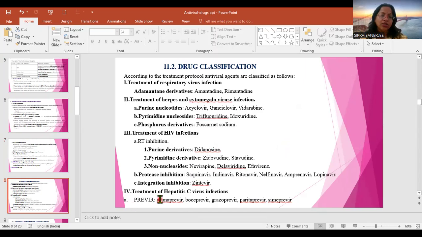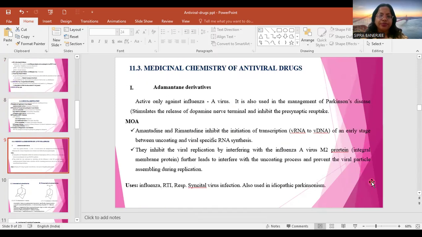Protease inhibition, integration inhibition, and treatment of hepatitis C virus infection, that is Previn, Azunapivir, and different drugs are there. So we have to remember two to three. Now coming to the different drugs, their structure, mechanism and uses, like adamantane derivatives. First of all, we show the structure.